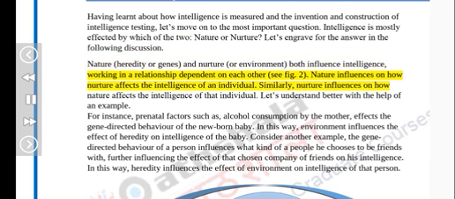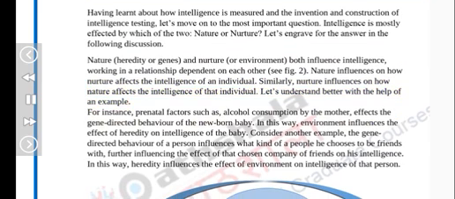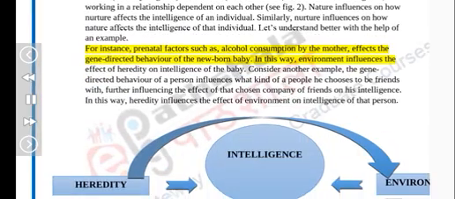2. Nature influences how nurture affects the intelligence of an individual. Similarly, nurture influences how nature affects the intelligence of that individual. Let's understand better with the help of an example. For instance, prenatal factors such as alcohol consumption by the mother affect the gene-directed behavior of the newborn baby. In this way, environment influences the effect of heredity on the intelligence of the baby.